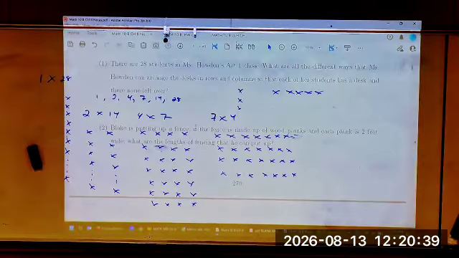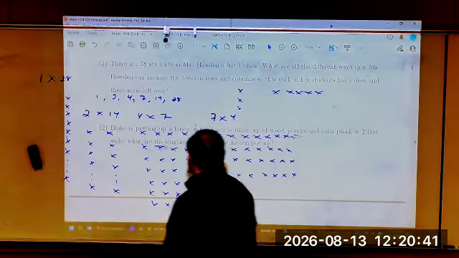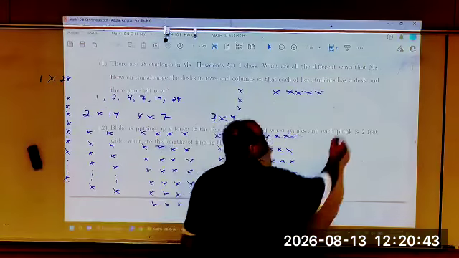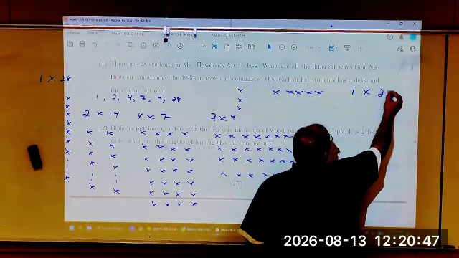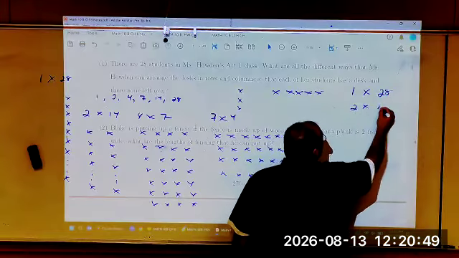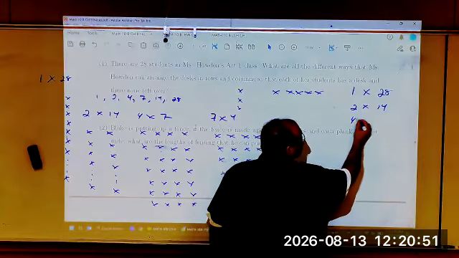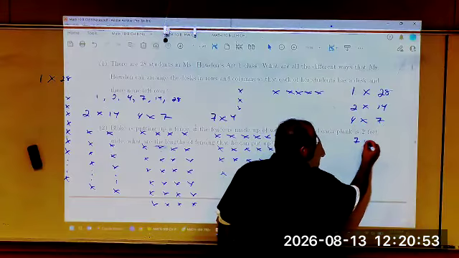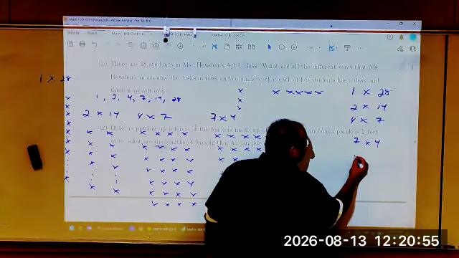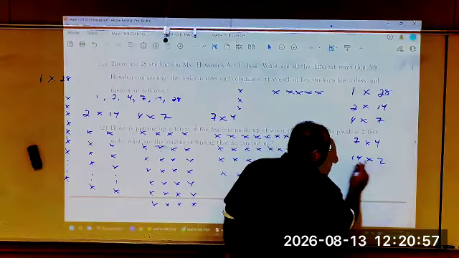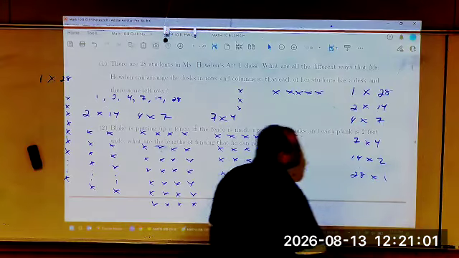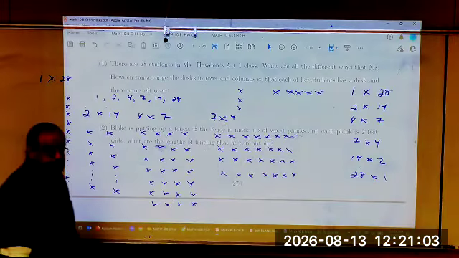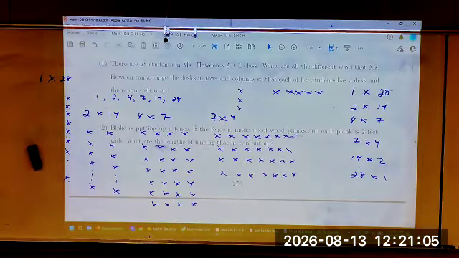So what are all the different ways? Well, you could draw the pictures, but 1 by 28, 2 by 14, 4 by 7, 7 by 4, 14 by 2, and 28 by 1. Pros and cons.